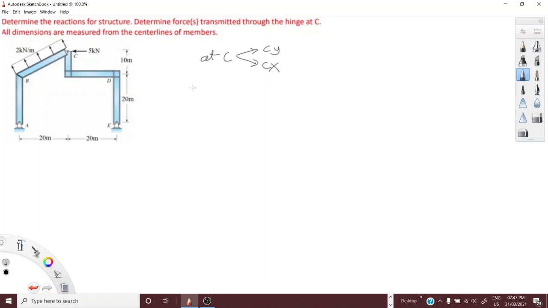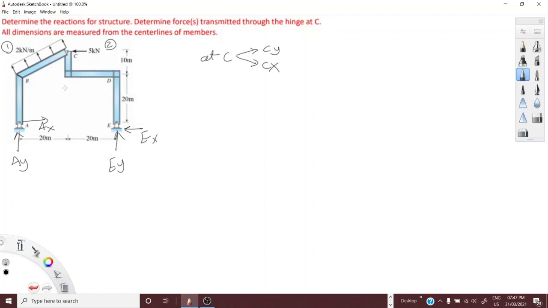This is called a frame. This is a frame part, and this is also a frame part, so we can disconnect the structure into two parts. Let's call this part 1, CDE, and this part 2, ABC. Okay, support A, how many loads does it have? It's a pin, containing Ay and Ax, and E also has two reactions at the pin, Ey and Ex.